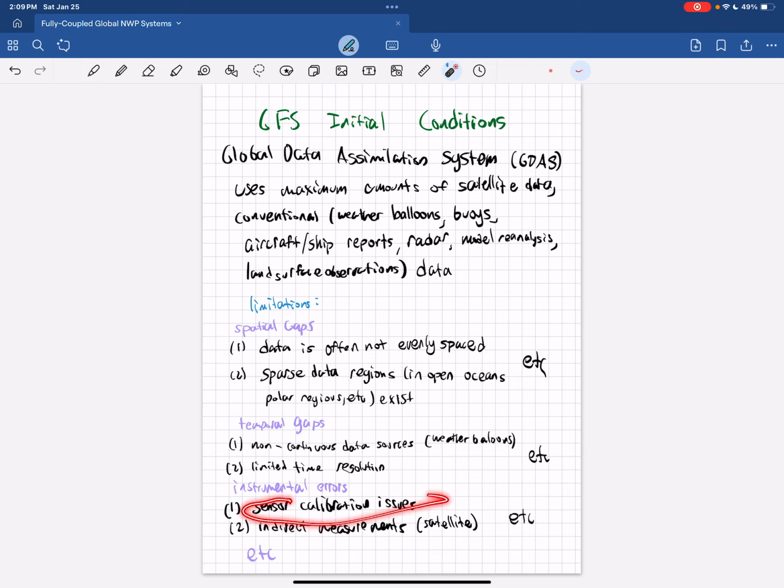Instrument errors like sensor calibration issues and also indirect measurements. Satellites do not actually directly measure temperature like a thermometer would, or an anemometer. So they have to do some sort of calculation between the radiation that they see and then try to figure out what the temperature is. Also, satellites kind of see a top-down view. They can't really see within. So that's something I don't know if may never get fixed.